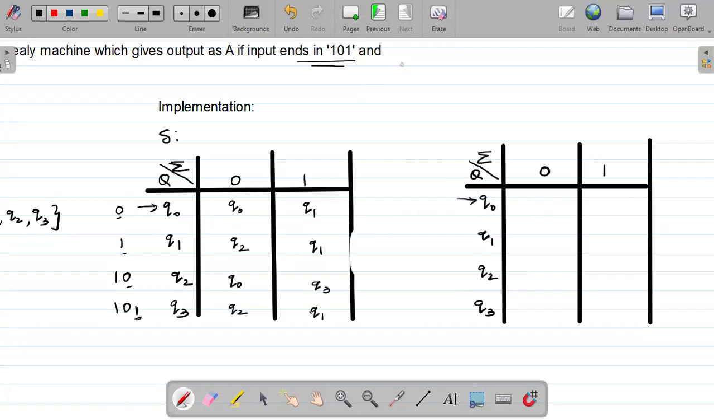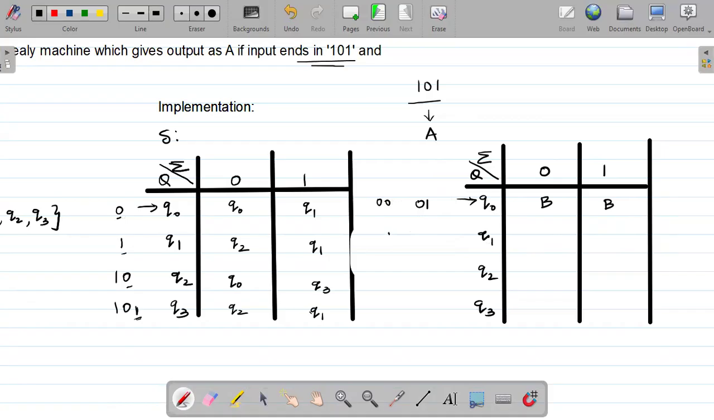So, if you see in the problem, it is given only 101 should be mapped to capital A, otherwise it should be mapped to B. So, there is no input as 101. Input, if you see, is 00. So, that is given by B. Then 0, after that 1 comes in, we get a combination 0, 1, which is not given in the problem. So again, the output will be B.